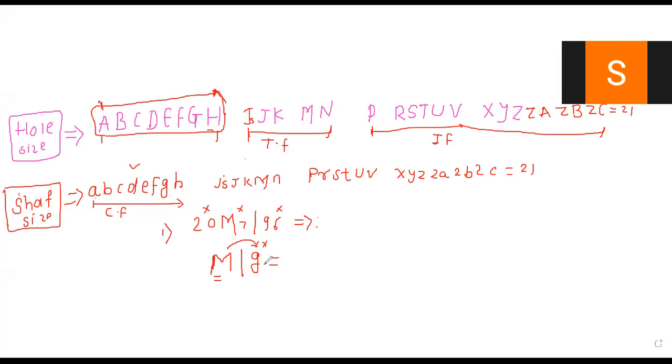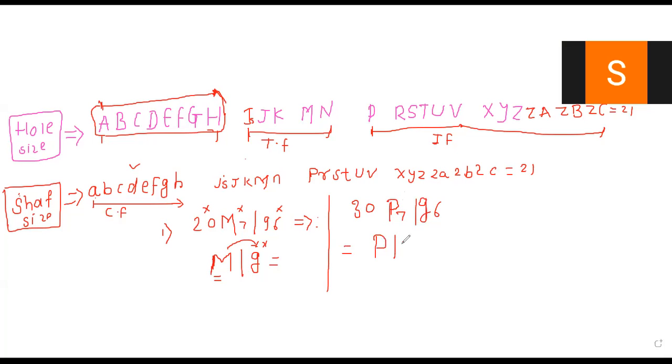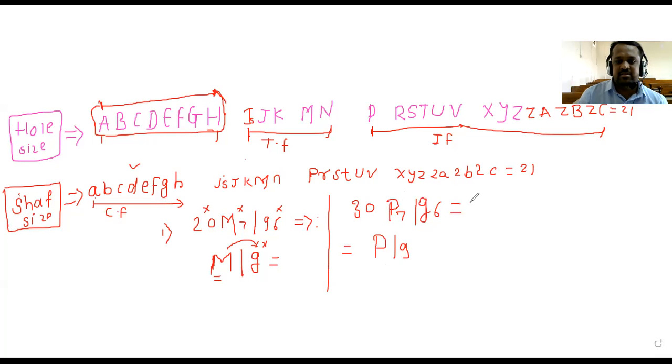No. Okay, then take the next example. If 30 capital P7 slash G6, suppose G6, then tell me what is the type of this fit. Interference. Yes, why is it interference? Tell me. Remaining students, please tell me how it is interference.